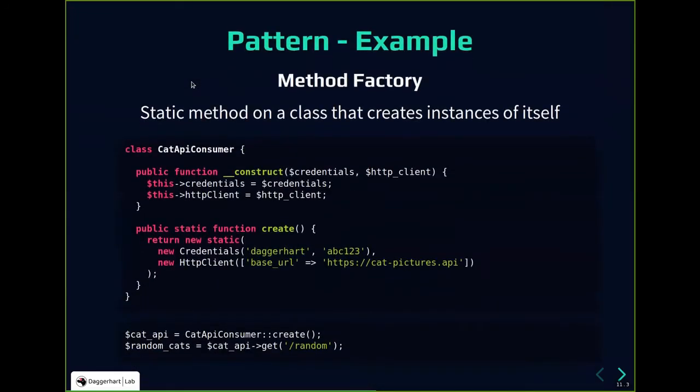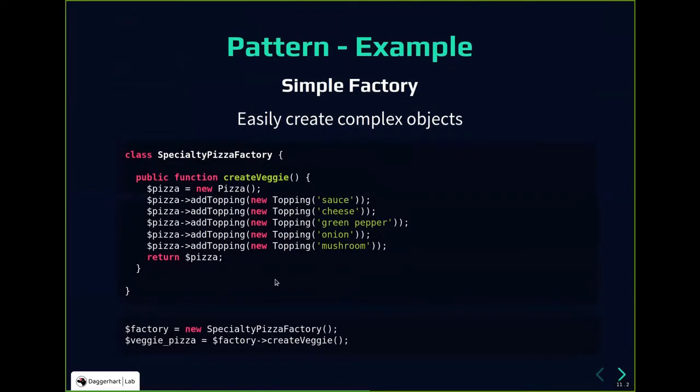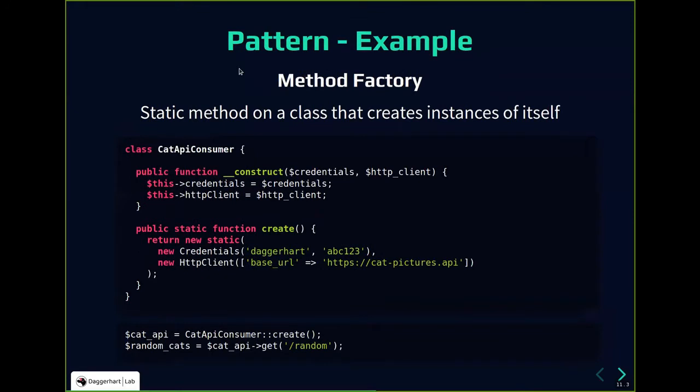So a factory isn't always off on its own in its own class. When you make a class whose job it is to hold different factories or make factories available to the rest of the system, that pattern is called the simple factory. But you also have a pattern that's called a method factory. And that's the idea that this type of object, this data type of cat API consumer, can create instances of itself.